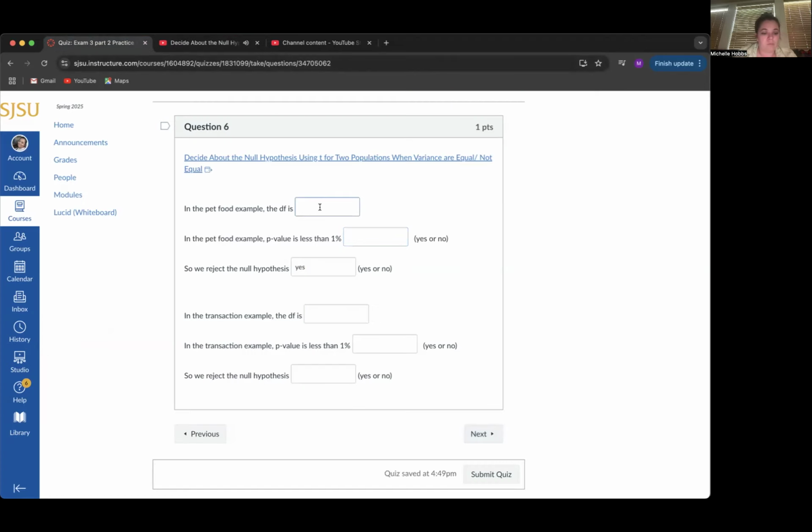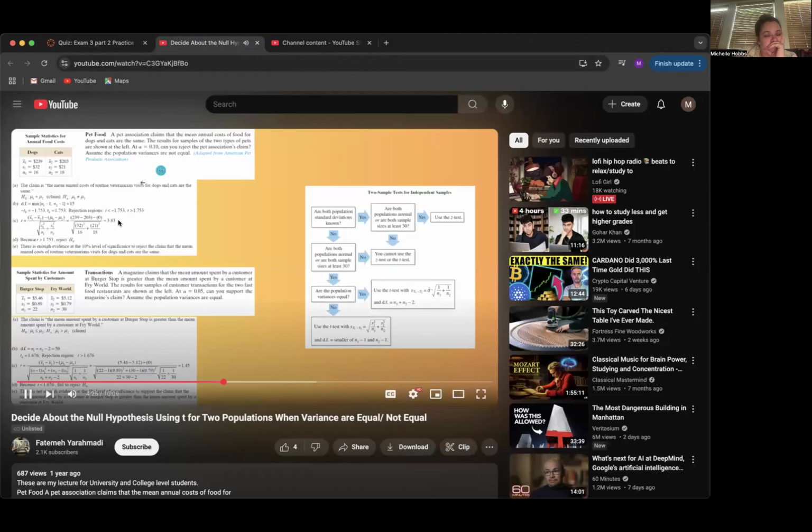So again, this formula is for the case that population variances are not equal to each other. If the question says population variances are equal, the formula that you're going to follow is a little bit different. Here you have a pooled sample.